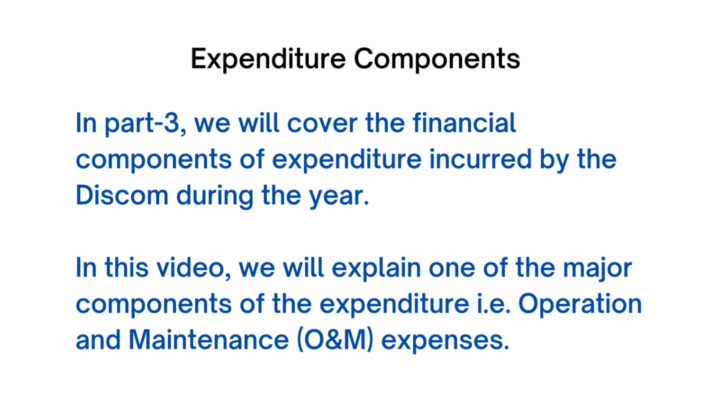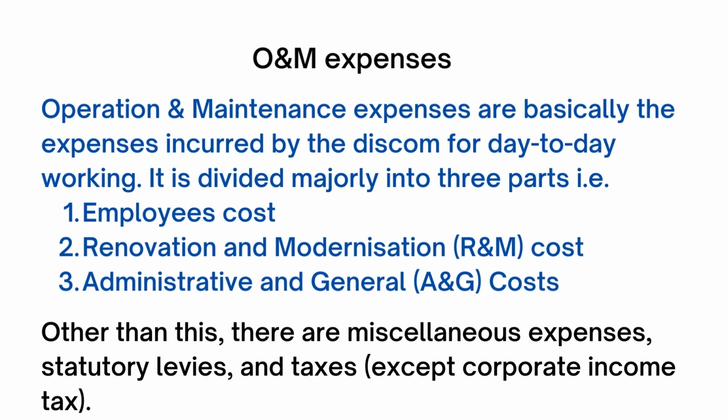From this video onwards, we will cover expenditure components of tariff petition, first of which is operation and maintenance cost. This is one of the major components of the expenditure. O&M expenses are basically the expenses incurred by the distribution companies for day-to-day working.